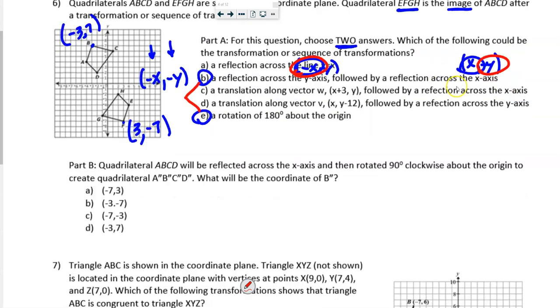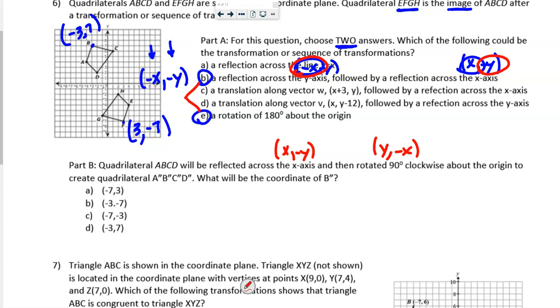If you do a 180-degree rotation, it's the same as the two reflections, reflection over y and x, okay? All right, part B says quadrilateral ABCD will be reflected across the x-axis. Okay, so that's going to be x comma negative y, and then rotated 90 degrees clockwise. Okay, clockwise means we're going down to the 4th quadrant, right? So that's going to be y comma negative x. About the origin. Create quadrilateral A'B'C'D' and A''B''C''D''. What will the coordinates of B'' be?